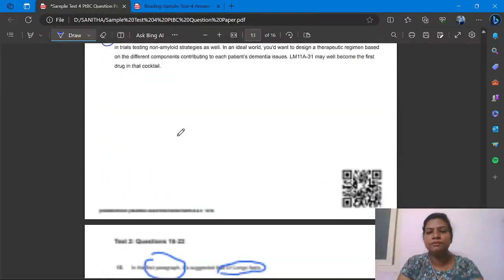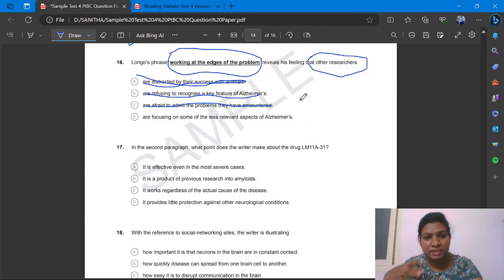What is here? The other researchers are focusing on some of the less relevant. Less relevant means that is only the periphery, not the inner. Okay, most important thing: they are focusing on some of the less relevant aspects of Alzheimer's. What is the meaning here? You got it? This is the technique you are going to use to find out the answers. Are focusing on some of the less relevant aspects of Alzheimer's disease. So, repeat. You got it?